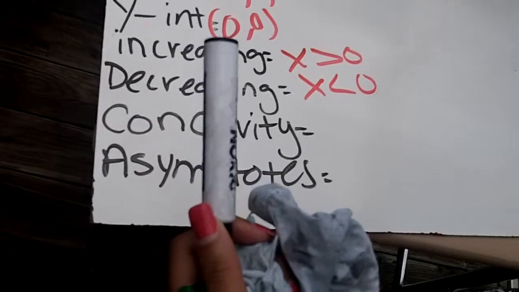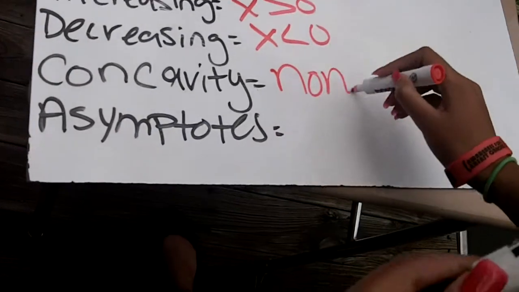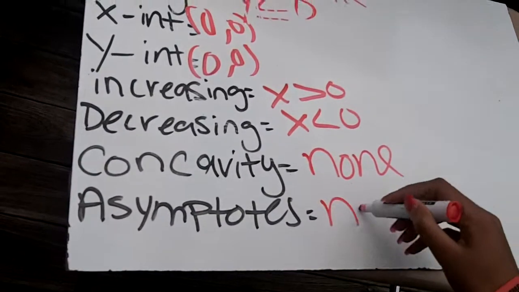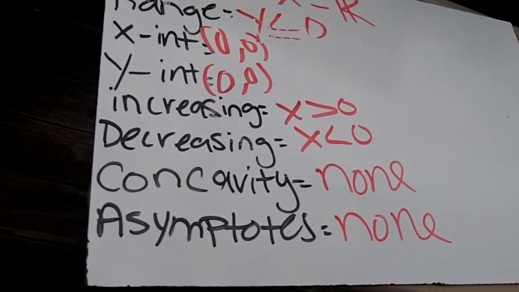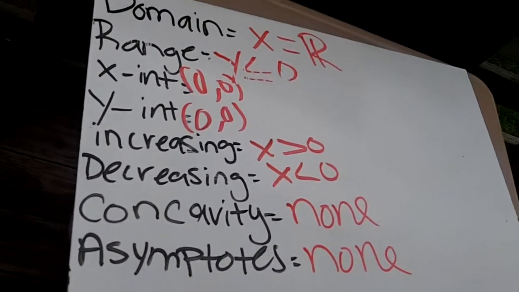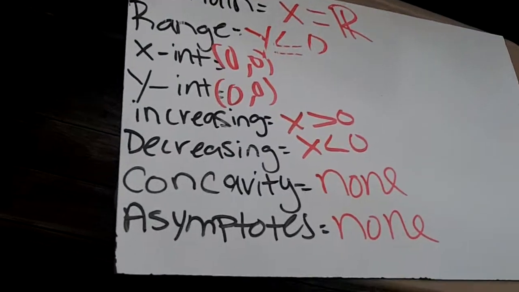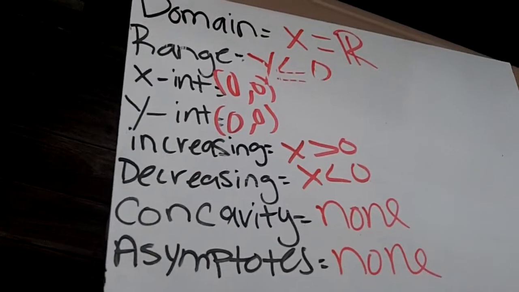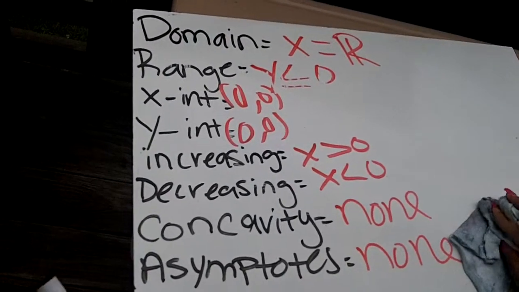And it has no concavity, and it has no asymptotes because nothing is close to touching the x or y axis. They're both exactly touching. And it's no concavity because it's not in the shape of a bowl.